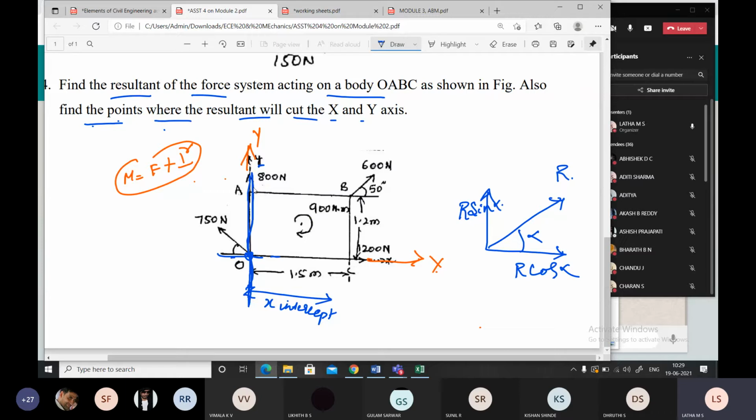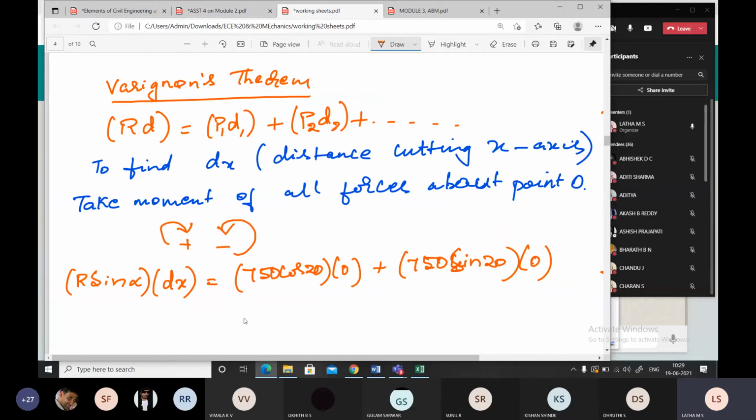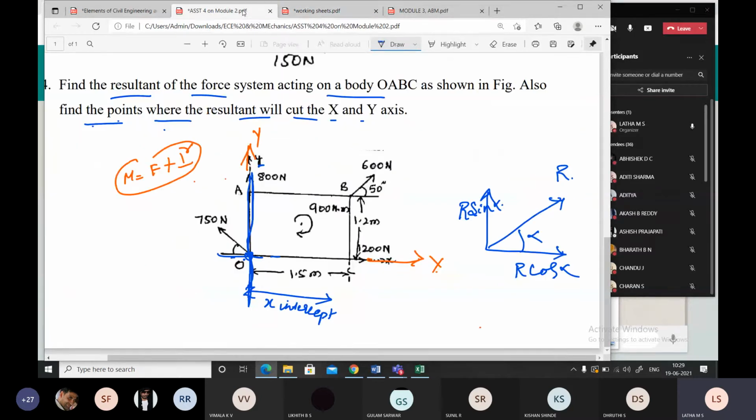No perpendicular distance. It is passing through point O, so the moment of 800 is 0. About point O, students, I am taking. Now you have the 600. You have resolved the 600 into 600 sin 50 and 600 cos 50.